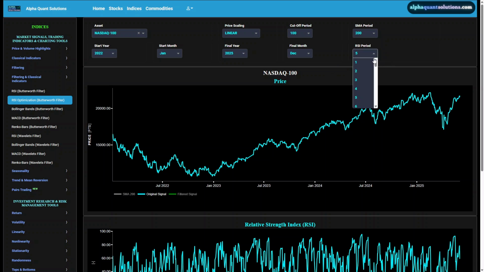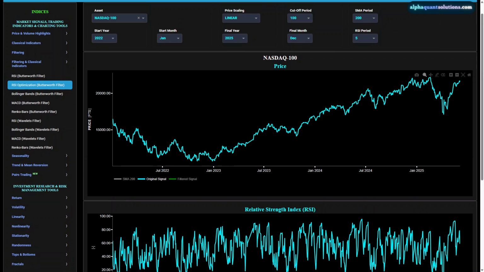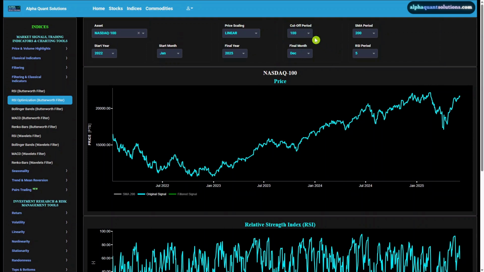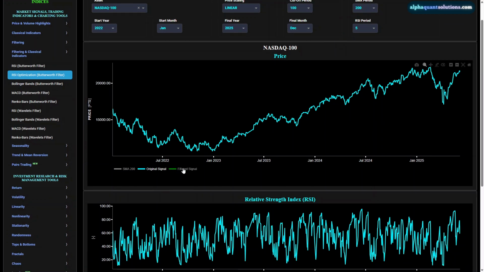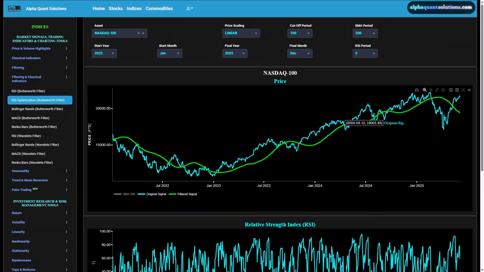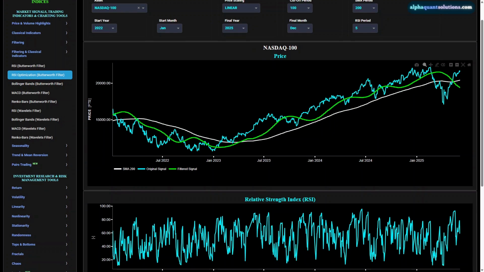In this page, you can actually select anything you want between, I think, 1 and up to 250. So there are really lots of combinations to try. Next to that, on this page, you can add pre-filtering using the Butterworth filter. In this case, it's set to a 100 time period. And then you can also superimpose an SMA. If you click here on the legend on the green line, it's going to show the filtered signal using the Butterworth filter. In white, it's going to superimpose the 200-day simple moving average.